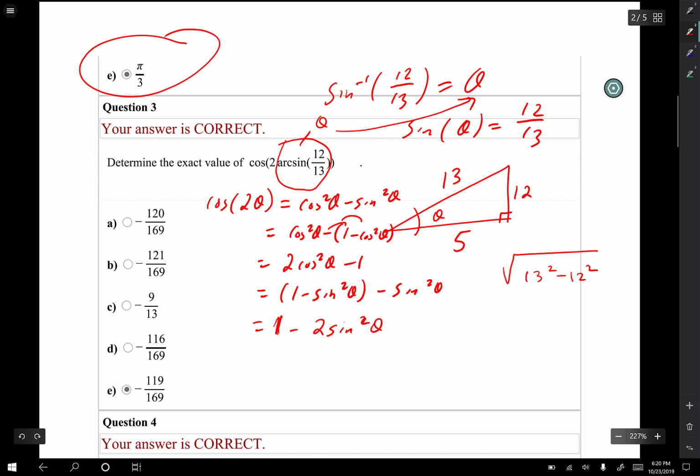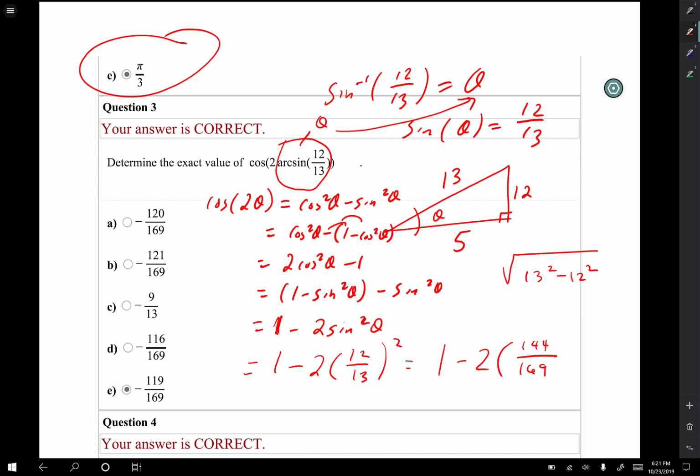But sine theta is, I think, the easiest one. It doesn't matter, really. You can go whatever route you want. 1 minus 2 times (12 over 13) squared. So we get 1 minus 2 times 12 squared, which is 144 over, I want to say 169, but I'm always bad at these things. Yeah, so we're good.